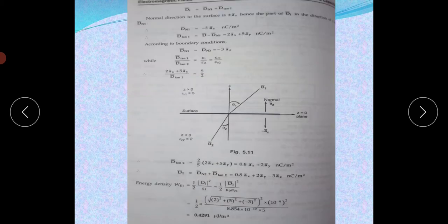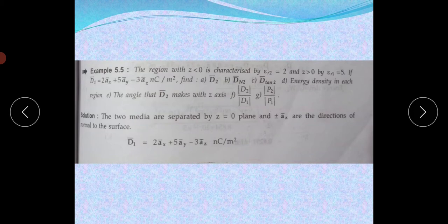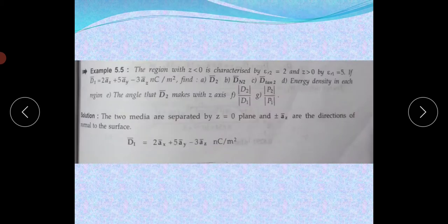So next one, D2 magnitude value. So we know that this is D2. Magnitude of modulus of D2 bar equals square root of 0.8 square plus 2 square plus minus 3 square. So modulus of D2 value, similarly D1 value. Using D1 expression we can find the modulus of D1. So modulus of D1 equals square root of 2 square plus 5 square plus minus 3 whole square. So finally D1 value. In the problem they ask D2 by D1. So now find D2 by D1. By dividing D2 by D1 we get 0.599.